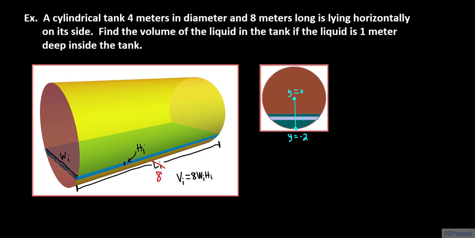Since this is for the ith section, let the y value at the top of this section be y sub i. Let the thickness of this section be delta sub i y, which we already know to be equal to h sub i. Because the thickness is in terms of y, we must also express w sub i in terms of y.